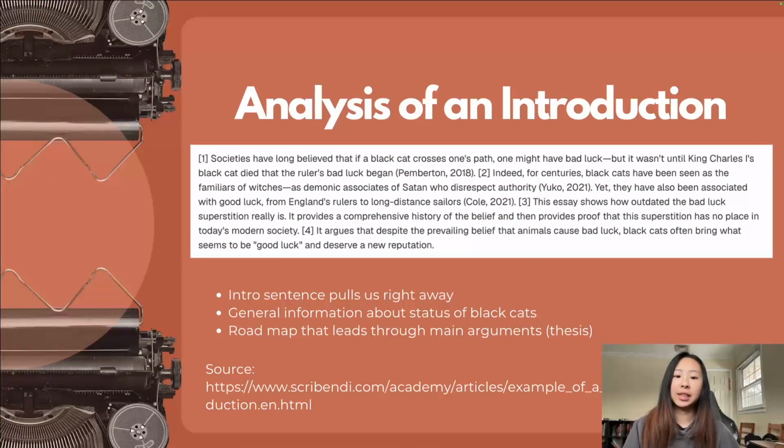Now we're going to take a look at an analysis of a strong introduction. The first sentence talks about black cats, and it's a hook. It grabs your attention by giving a specific, intriguing fact. Instead of starting super broad, like "people have superstitions about animals," it's very specific. It tells a story about King Charles I. In the next sentence, the essay gives broader context about black cats being seen as both good luck and bad luck, and this helps the reader understand the context before we launch them into the essay's argument. Lastly, we see the thesis, which is essentially a roadmap for the essay. It tells the reader what to expect: they know the essay will explain the history of superstition and also argue that it's outdated today.